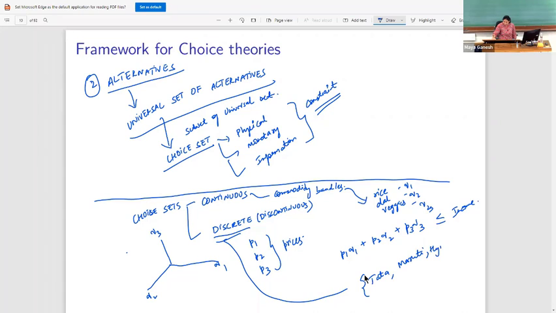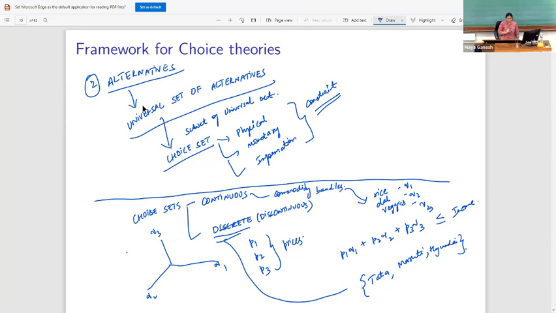Yes, I will come to that. We will call it discontinuous for now. I'll come to discrete. We will make the definition of discrete much sharper in a while.